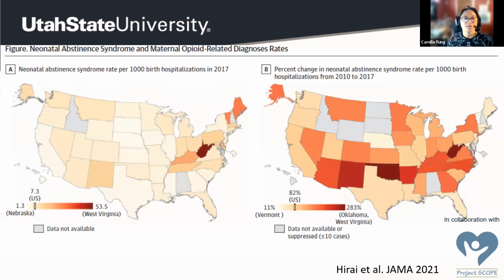But these are just what we call heat maps. So these are maps relating to neonatal abstinence syndrome, and the darker you are, the worse you are. So panel A on the left is just the overall NAS rate per 1,000 hospital births, and you can see that West Virginia has a huge problem, right? It's just that dark color really jumps out. And then panel B on the right is the percentage change over those 7 years. And so again, darker is not good.